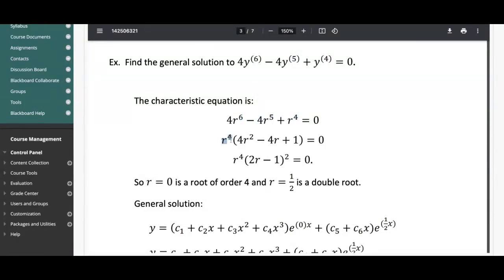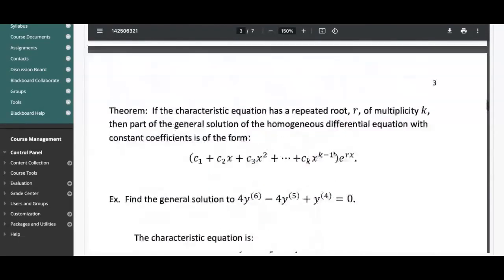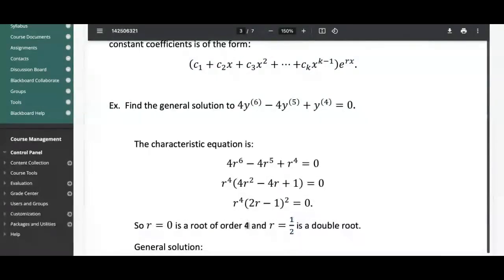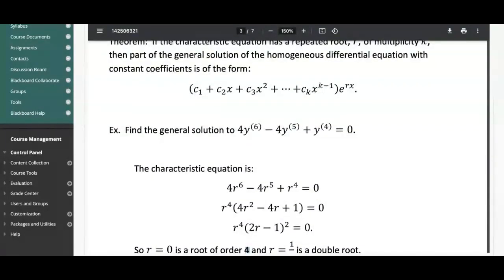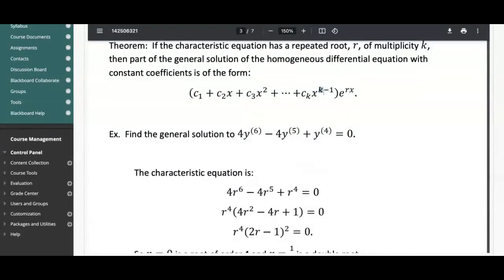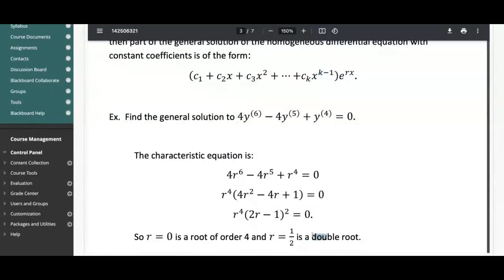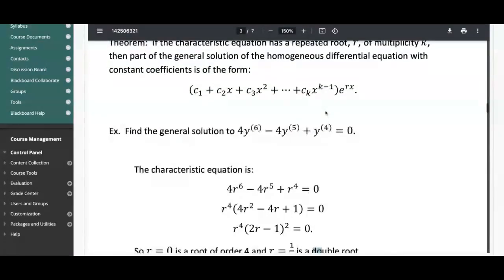Then we factor r to the 4th. We have this. Then we say r equals 0 is a root, so 0 is a root with multiplicity of 4. And then we have one half as a root with a multiplicity of 2. So according to this theorem, one is order 4, one is order 2. So the first should have the coefficient to be a polynomial of degree 3, and this one, a double root, a polynomial of degree 1.